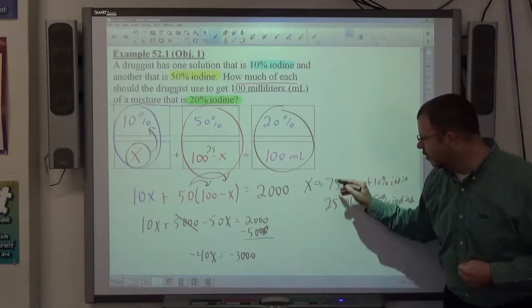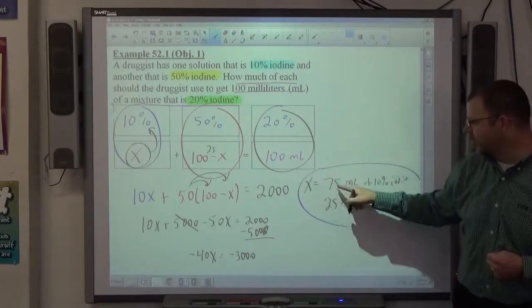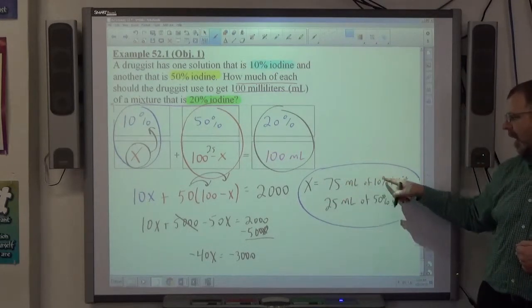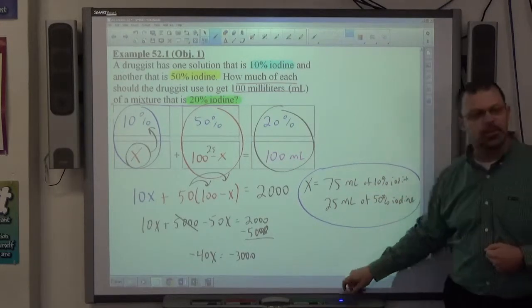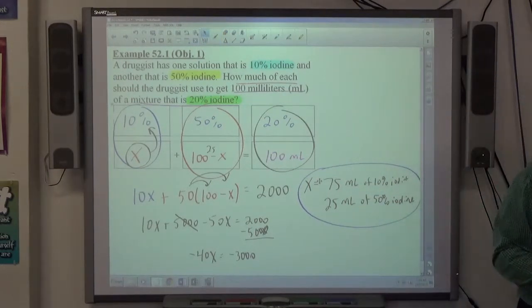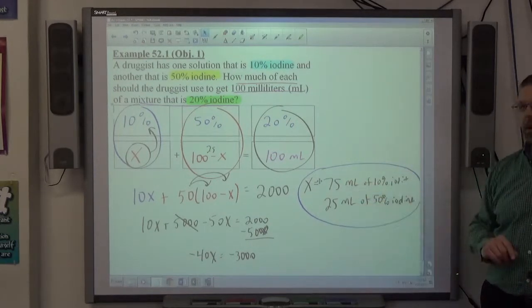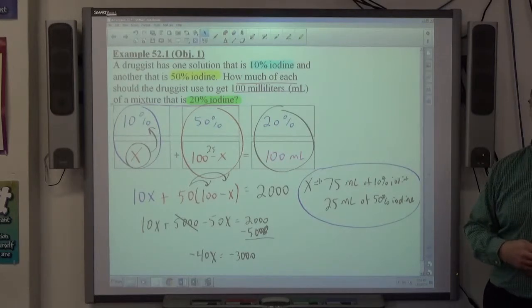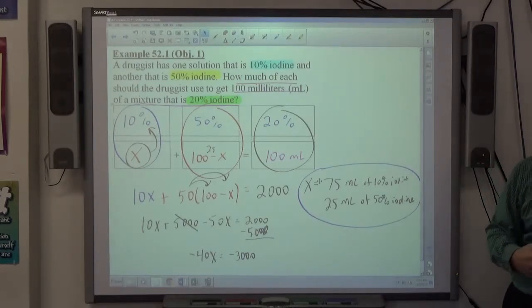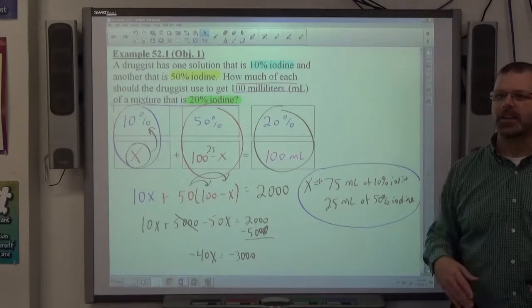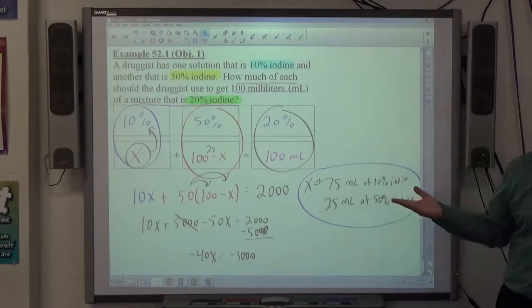And again, that's what we're trying to figure out. And this is how your answer should be written. Don't just tell me numbers. Tell me this much of that and this much of that. Specifically identify what each answer represents. Don't just give me 75 and 25. Because if you put them backwards, if you go 75 of 50 and 25 of 10, now you've got a 40% instead of 20%.